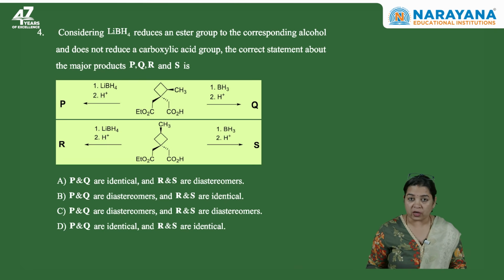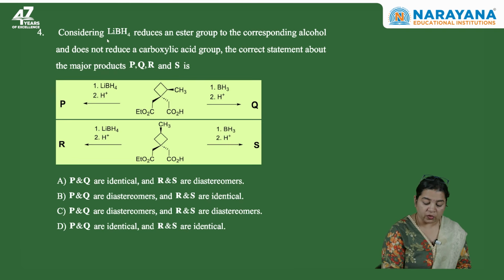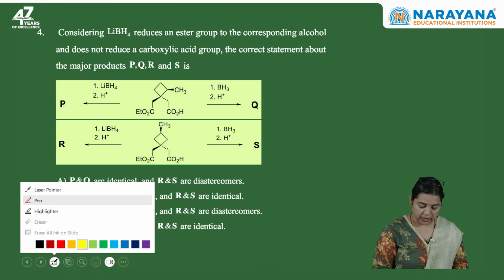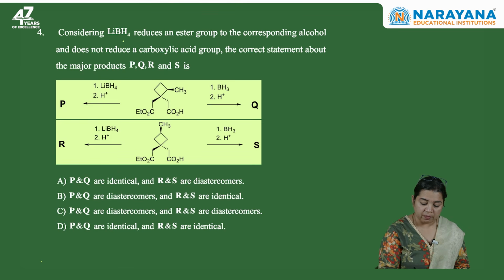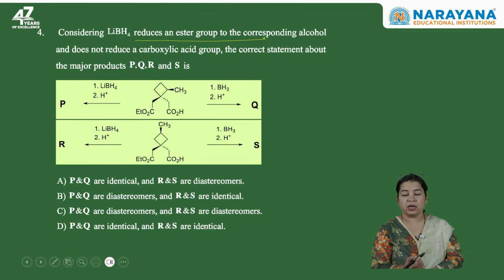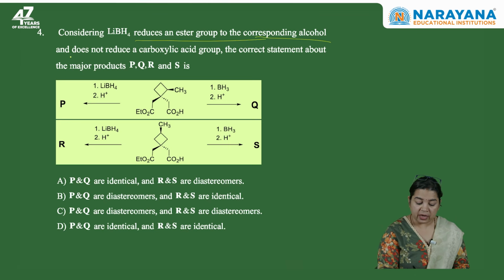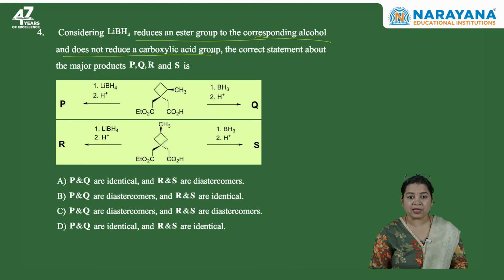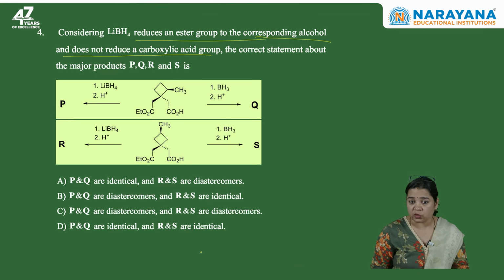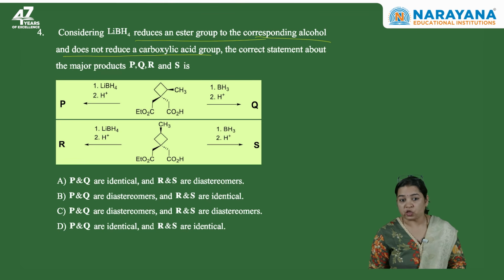So the information is already given in the question that it reduces an ester functional group to the corresponding alcohol, and does not reduce the carboxylic acid group. A very important piece of information is already given in the question, but still there will be problems. The correct statement about the major products P, Q, R and S, 4 products you have to analyze.